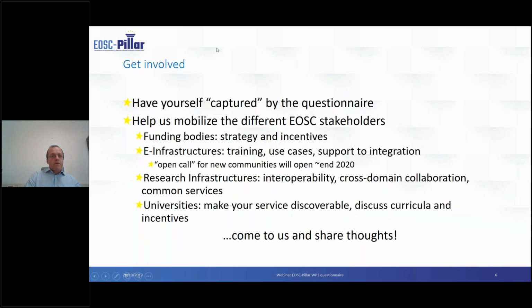The first point is rather obvious. Since you are here today, you do want to be captured by the questionnaire. Thank you. And then at a later stage, maybe we will get back to you to help us mobilize all the various stakeholders: several funding bodies, other services, research infrastructures, and universities. Okay, I think I'm done with my presentation.